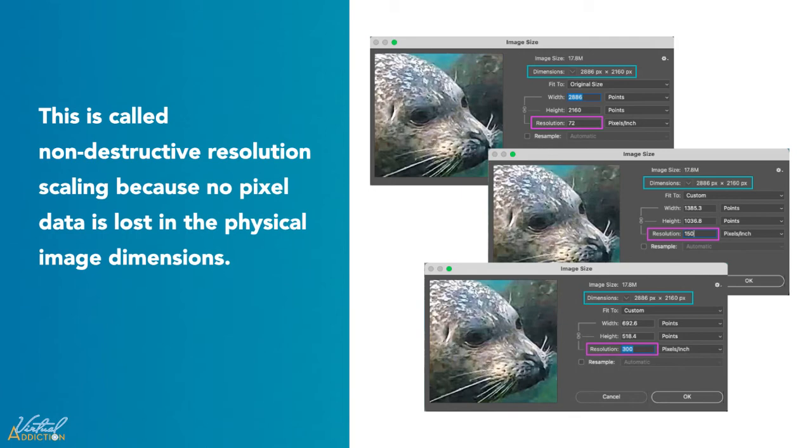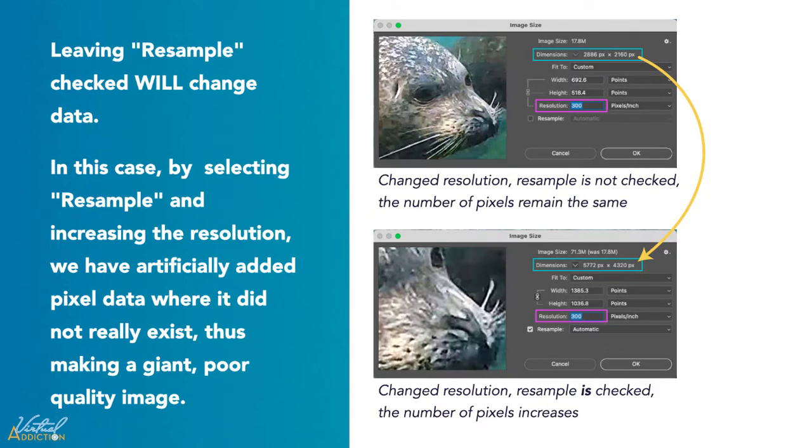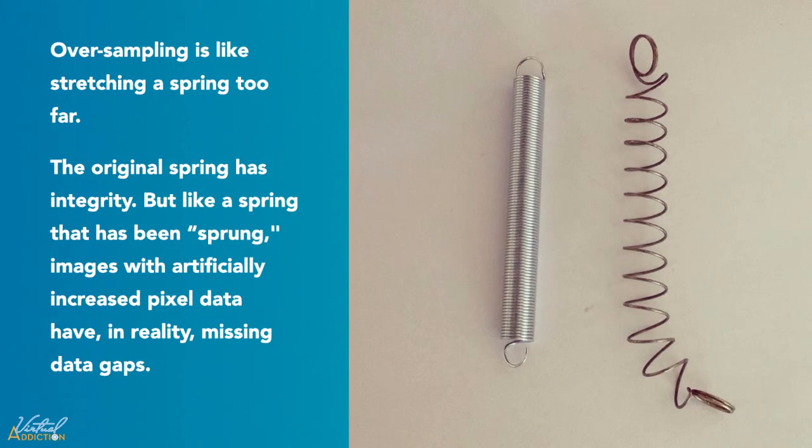image dimensions. If we go ahead and check the resample dialog box, we'll increase the resolution, and what happens is we're going to artificially add pixel data where it did not really exist, thus making a giant and poor quality image. We refer to this as oversampling. It's kind of like stretching a spring too far. It will never go back to its original shape and integrity. Once we stretch our spring out, or we artificially inflate or change the pixel data in an image, we're going to have missing data.